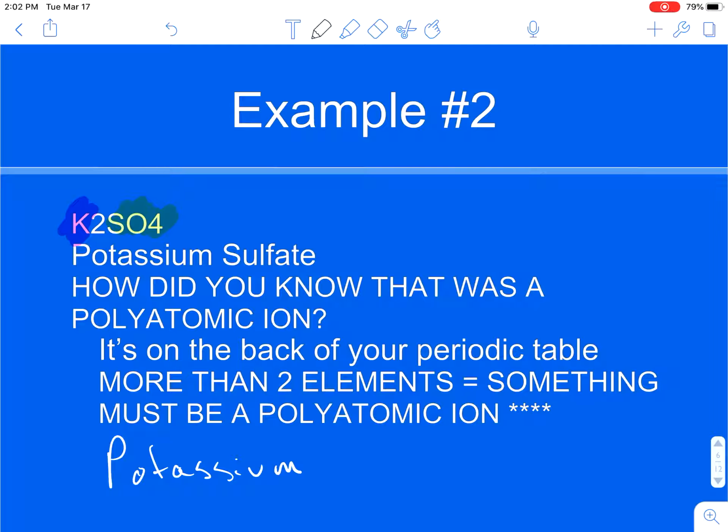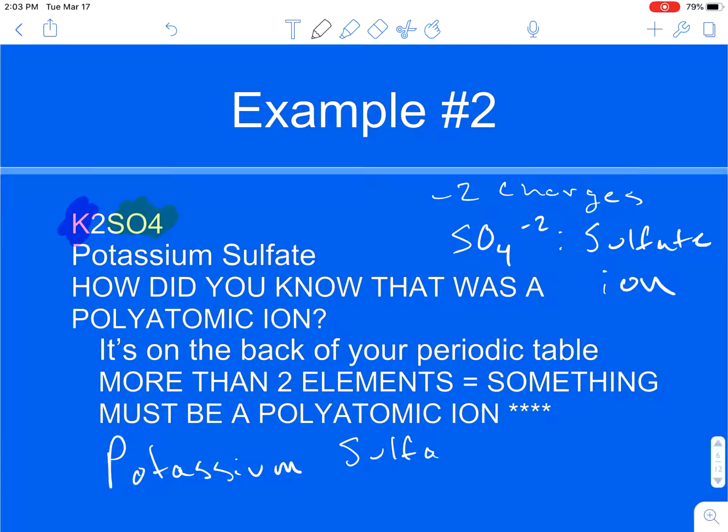So if you go to the back of the periodic table, you'll find in the -2 charges, you'll see SO4. It's lowercase, so let me make that uppercase. SO4 with a -2 charge. That is known as the sulfate ion. So what that means is that the SO4 is known as sulfate, right? So our full name on this compound is going to be potassium, the metal, and sulfate, what we're going to call the nonmetal in this case.